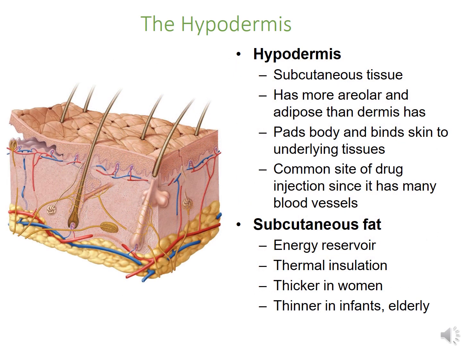The hypodermis. Hypodermis, or subcutaneous tissue, has more areolar and adipose tissue than the dermis, pads the body, and binds skin to underlying tissues. It is a common site of drug injection since it has many blood vessels. Subcutaneous fat is an energy reservoir and provides thermal insulation. It is thicker in women, thinner in infants and the elderly.